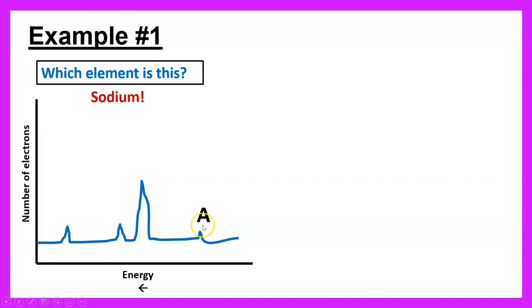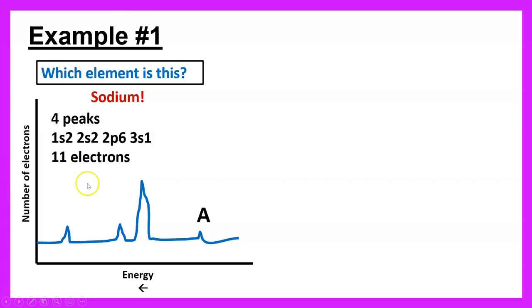And if I look, peak A over here is half of that, so that's 1 electron. This really big peak was 3 times bigger, so that must have been 6 electrons. So I have 2, 2, 6, and 1. That tells me that my configuration is 1s2, 2s2, 2p6, 3s1. There are 11 electrons here: 2 plus 2 plus 6 plus 1.